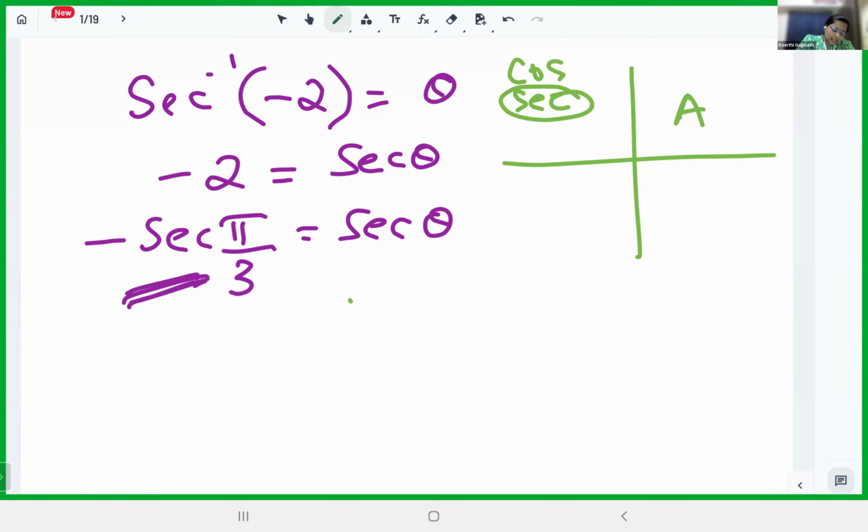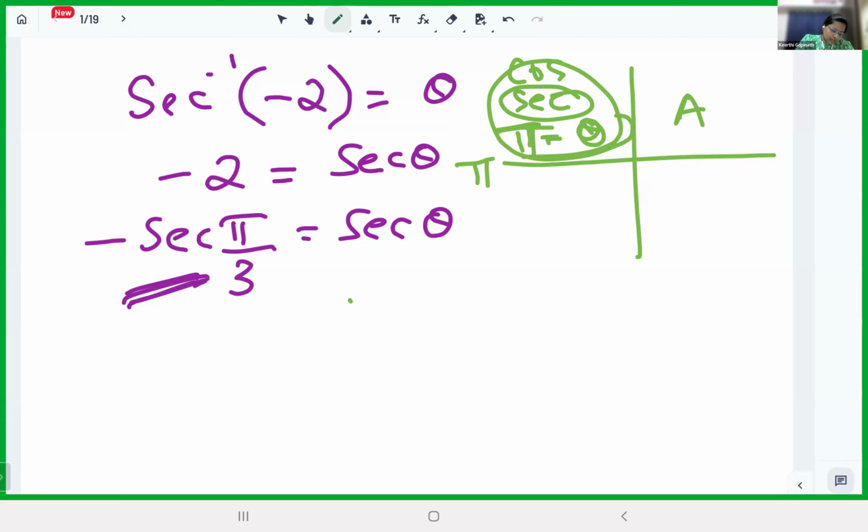And what is the angle in the quadrant? The general representation of an angle in that quadrant is pi minus theta, right? In order to obtain the angles in the second quadrant, we have to subtract some angle value from pi. That's why the angle measurement is pi minus theta.